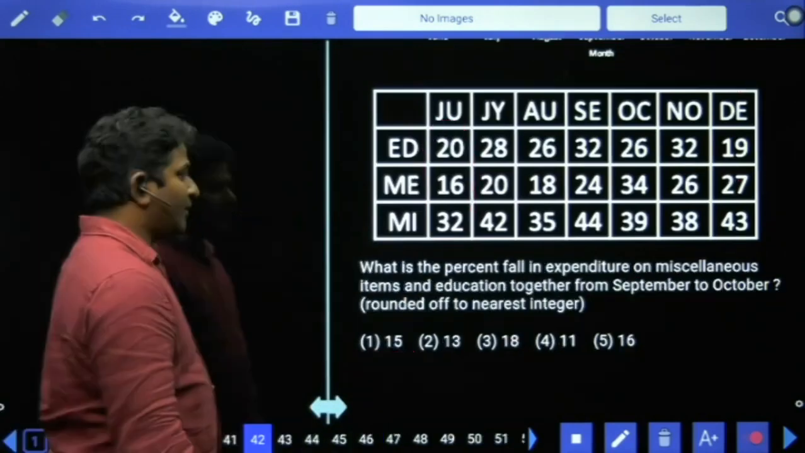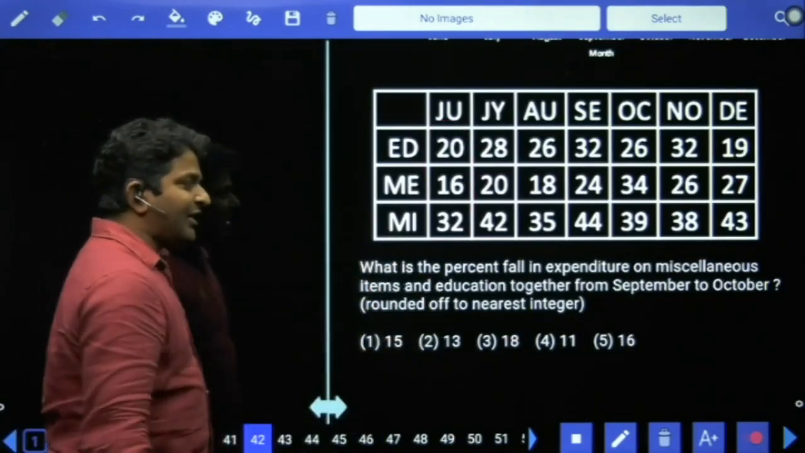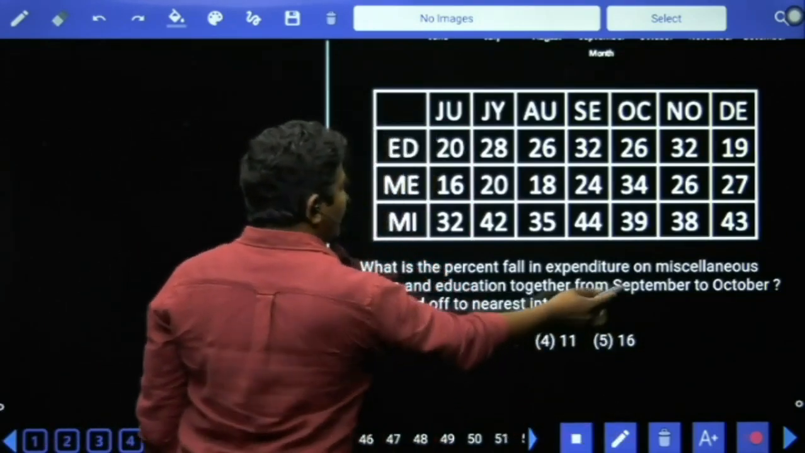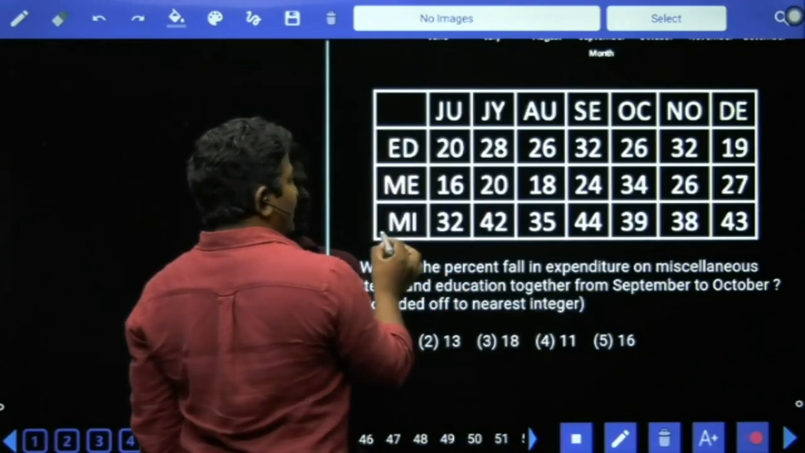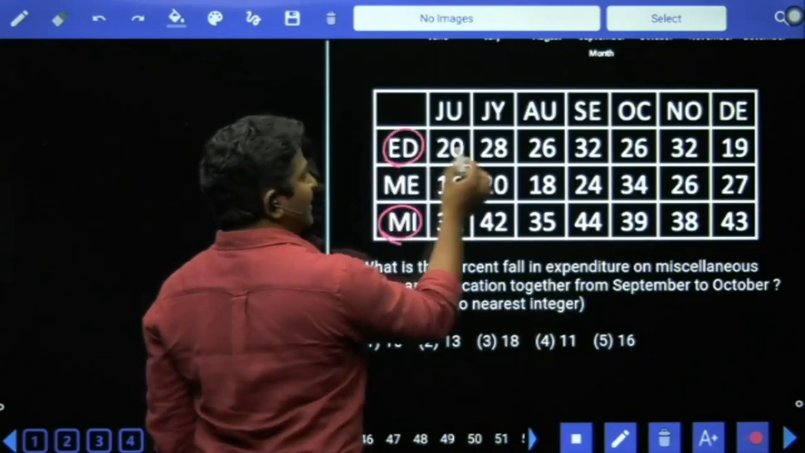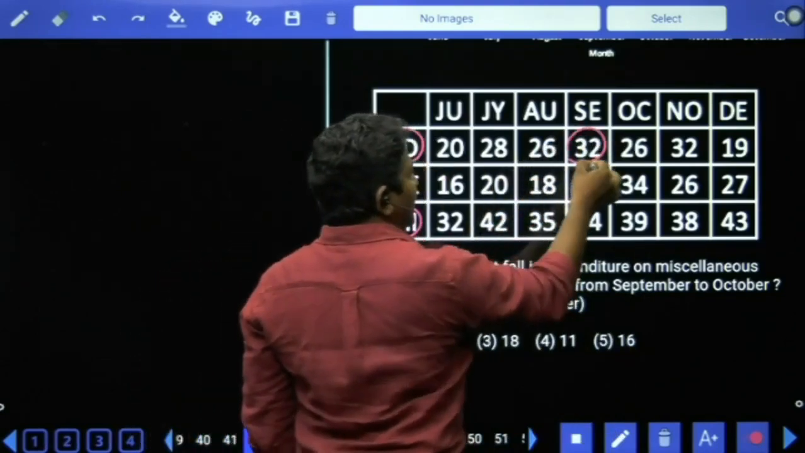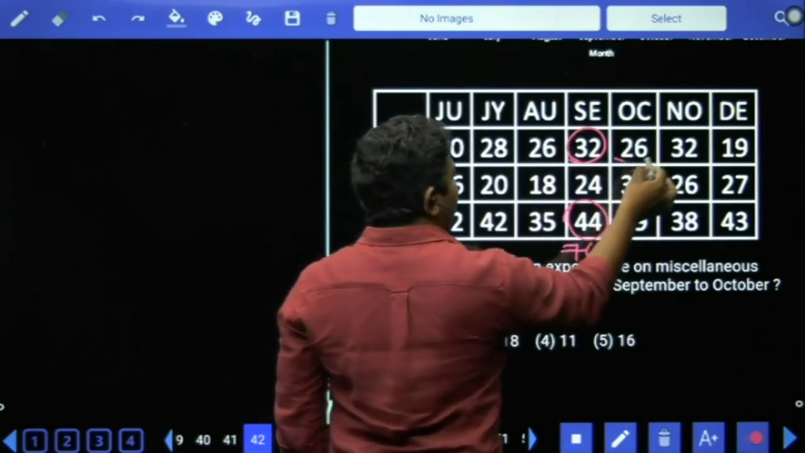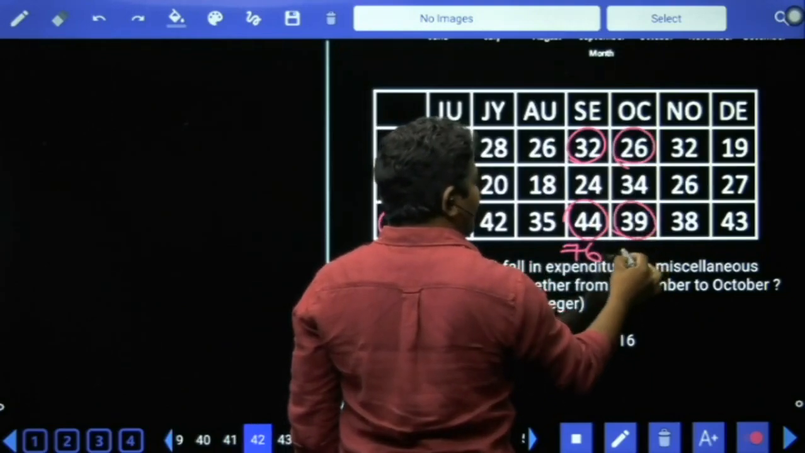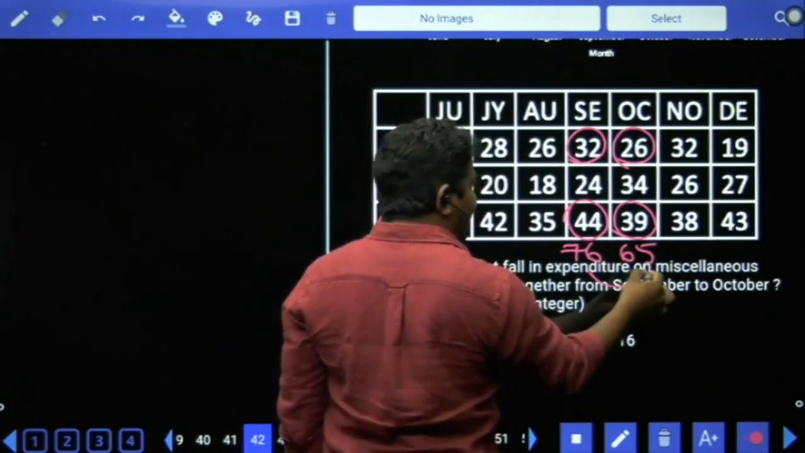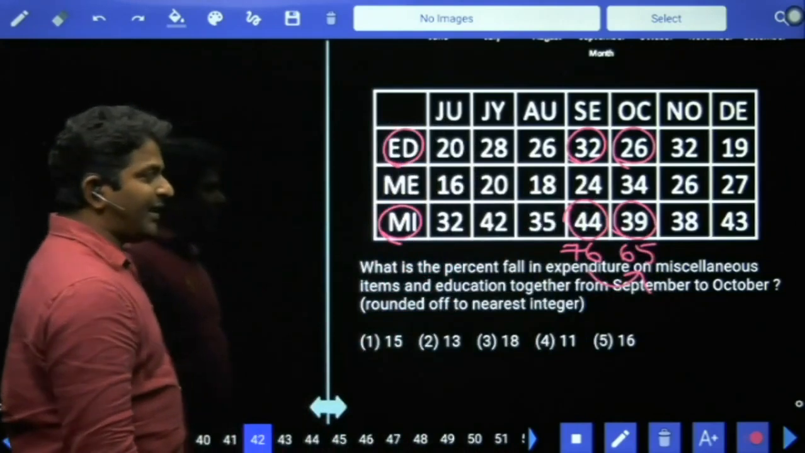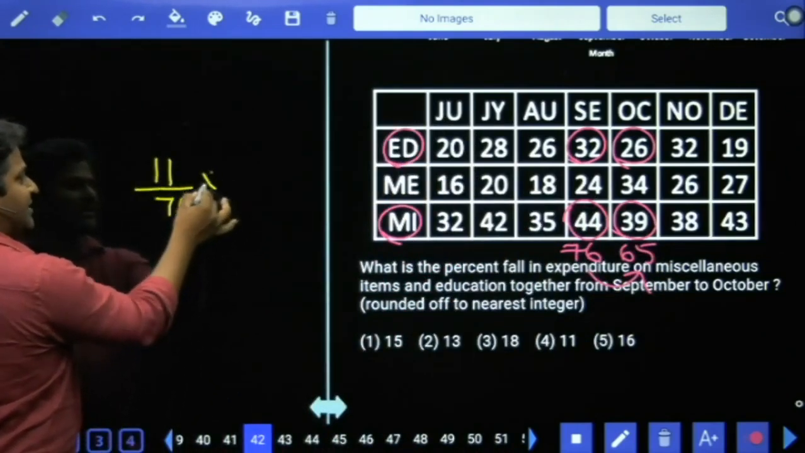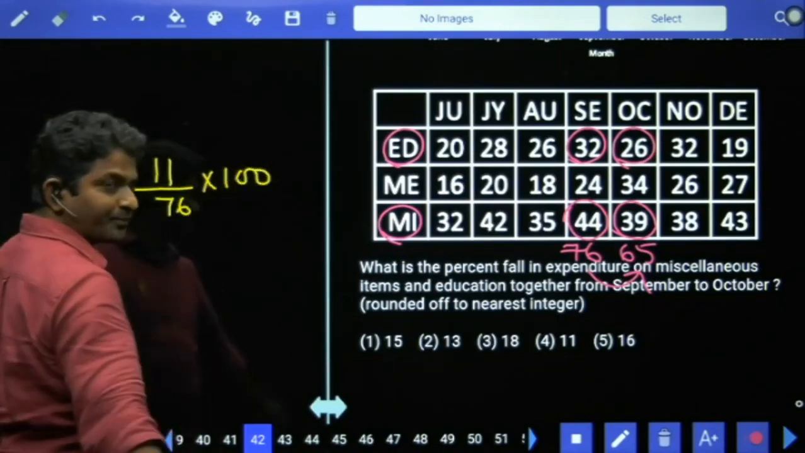Answer is 30. What is the percentage fall in expenditure on miscellaneous and education from September to October? Miscellaneous and education, September to October. 30 plus 44 is equal to 76. 26 plus 39, which is equal to 65. Percentage fall we have to calculate. 76 becomes 65. 11 decrease out of 76, percentage into 100.